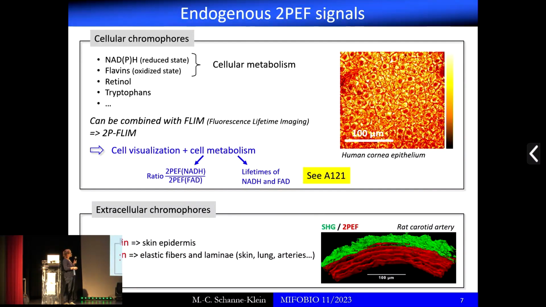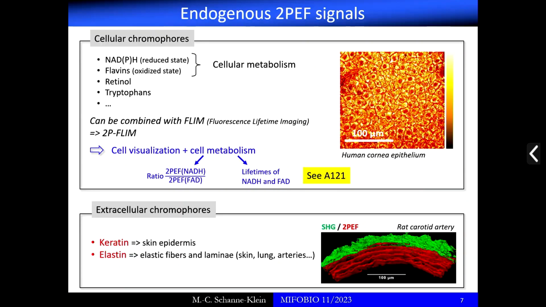What are the endogenous fluorescence signals? At the cellular level, here in a cornea epithelium, you have mainly NADH and flavin fluorescence, which are molecules implied in the cellular metabolism. You can see these molecules in the cytoplasm, and the nuclei do not have these molecules. So it means that we can see the cells, and also we can measure the cellular metabolism, either by measuring the ratio of these two signals that are not excited at the same wavelengths, or by looking at the lifetimes.